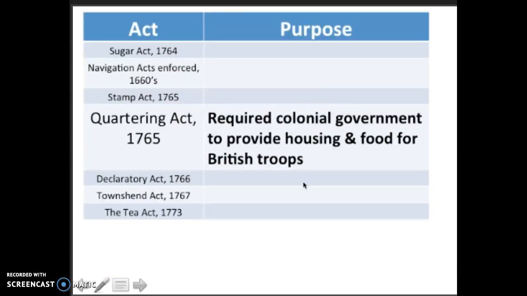But they wanted to show the colonies that Britain was still in control. So Britain eventually passes the Quartering Act in 1765, which required colonial governments to provide housing and food for British goods. If Britain cannot collect enough money to provide for the British goods themselves, then the colonies needed to do their part and house and provide food for these British goods.